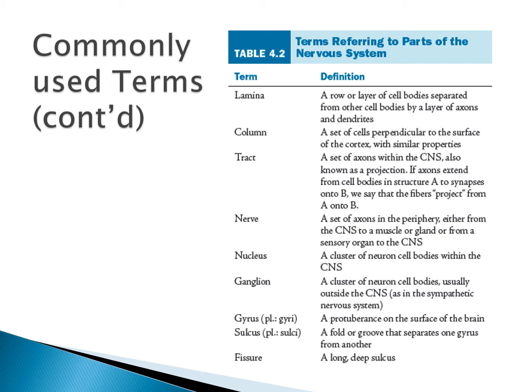Gyrus, those protuberances, as we have those folds in the cerebral cortex, the ones that protrude out. The sulcus, the fold or the groove, that's folding in. And then those fissures, which are the long, deep sulci. And so people will talk about the central fissure or the calcarine fissure. Again, I don't need you to know all those, but just know basically what people are saying when they're being talked about. This is a deep, long sulcus.